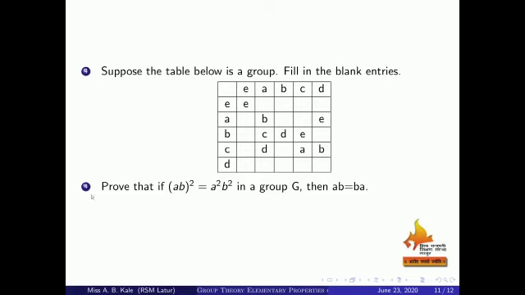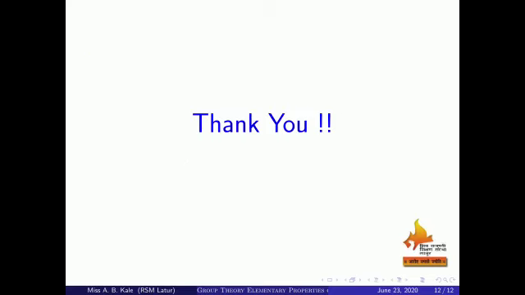Second, prove that if AB square is equal to A square B square in a group G, then AB is equal to BA. That is, we have to prove that if this property is satisfied, then the given group is abelian. Think and solve. Thank you.